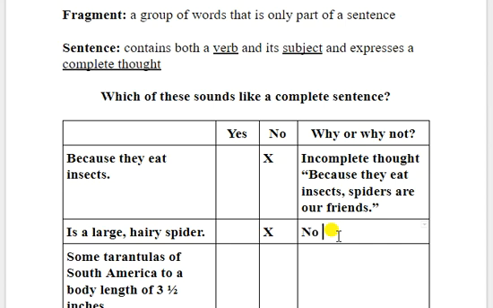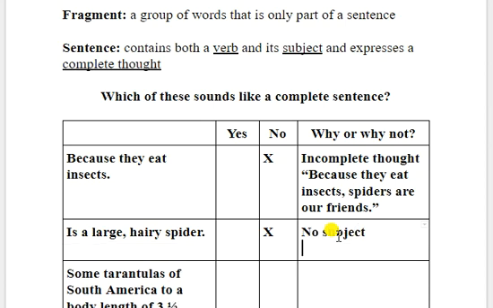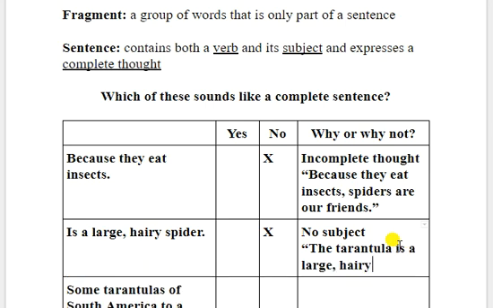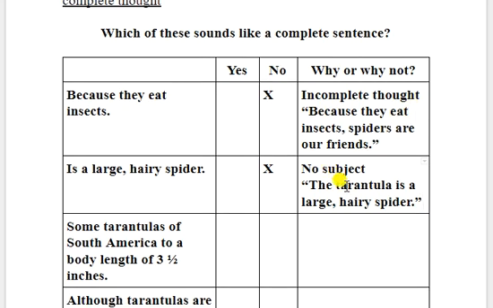No subject. So how can we fix it? What is a large hairy spider? Well, I happen to know that tarantulas, the tarantula will say, "The tarantula is a large hairy spider." Yes, it's true. So now I've turned it into a complete sentence because I added in a subject.